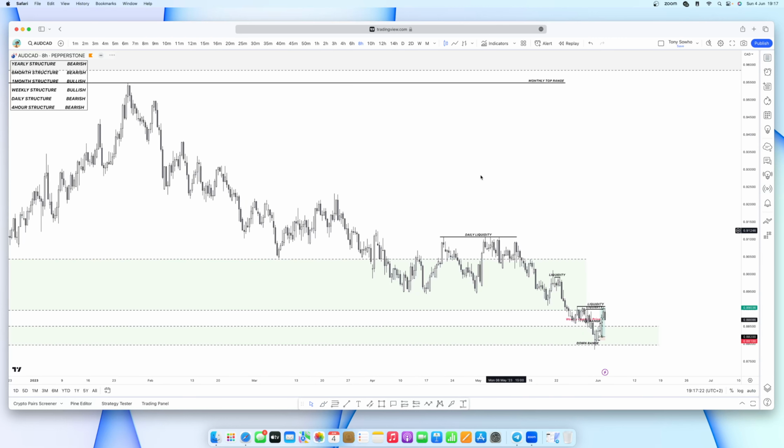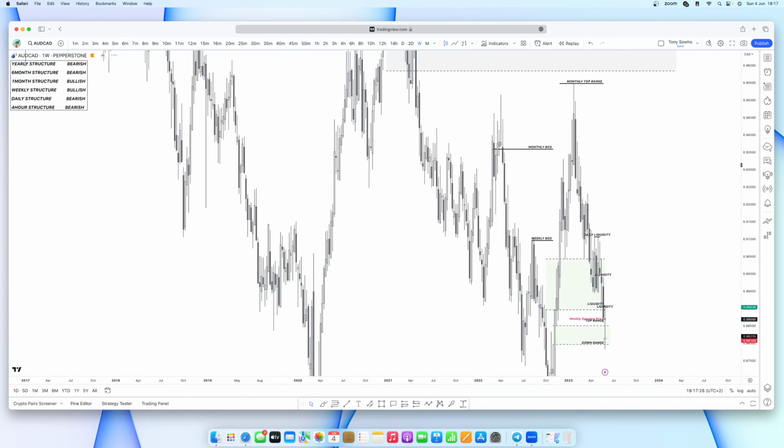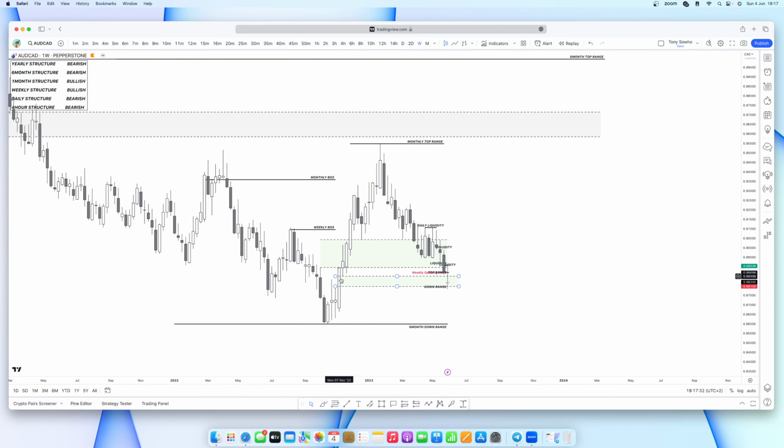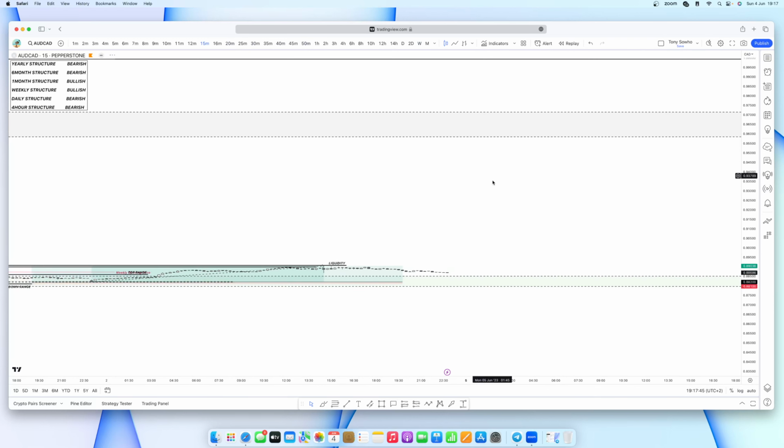So yes, AUD CAD, I called out this trade idea last week. And I told you I wanted to see price come into this weekly imbalance, and then I want to see higher pricing from there. Told you guys the markup is there. You can see it. And it happened. Then on the 15 minutes, I think it was on the 15 minutes when I saw the markup.